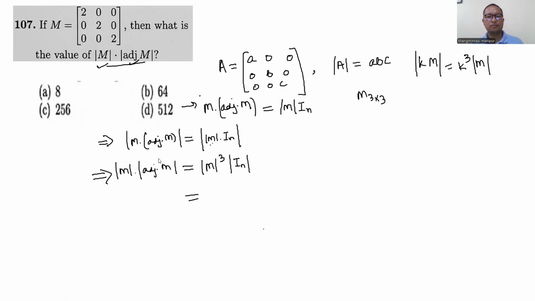So what is the determinant of M? You will see this is a diagonal matrix, so the determinant is 2 into 2 into 2, which is 8. So the answer is 8 cubed, since the identity has determinant 1. And 8 cubed is 512. So that is your answer.